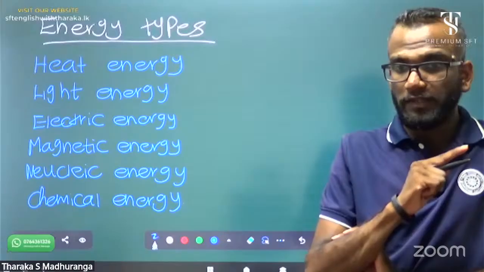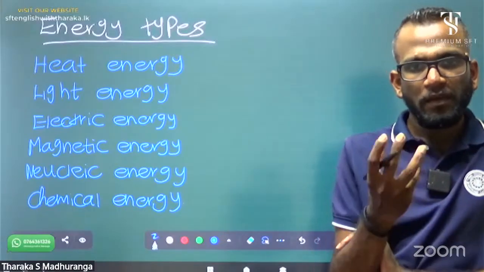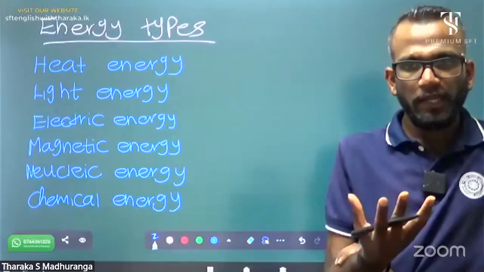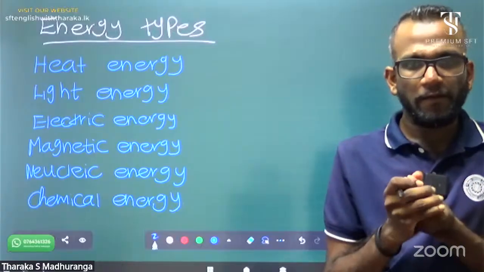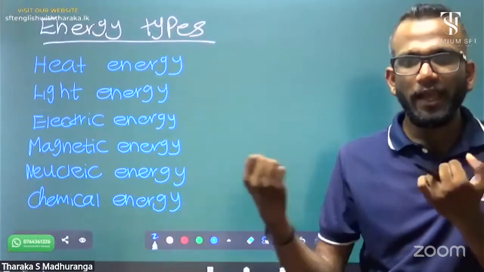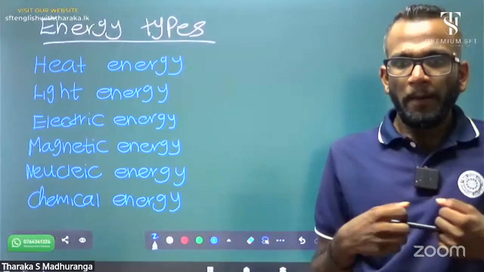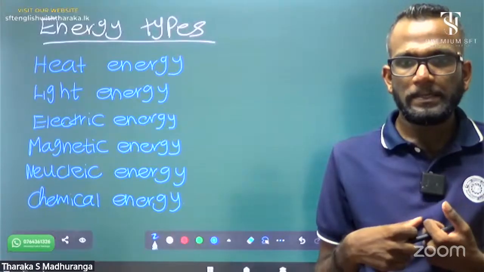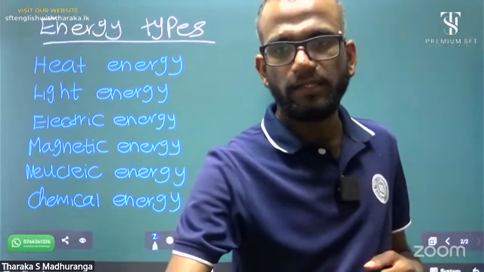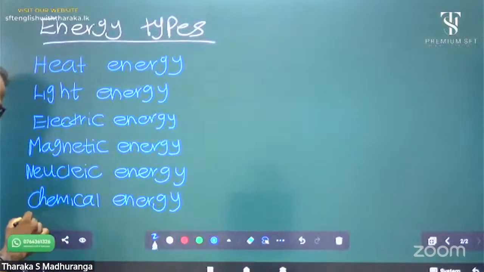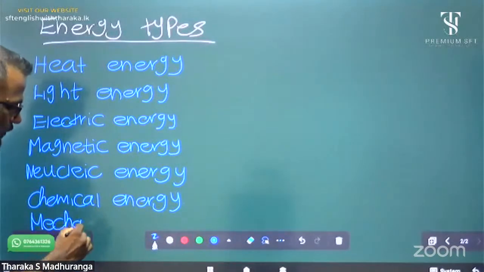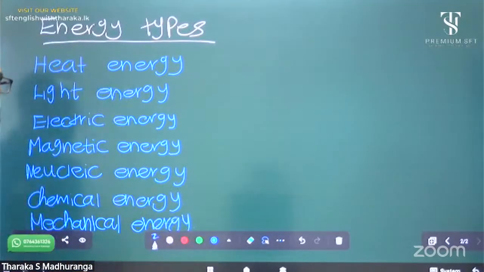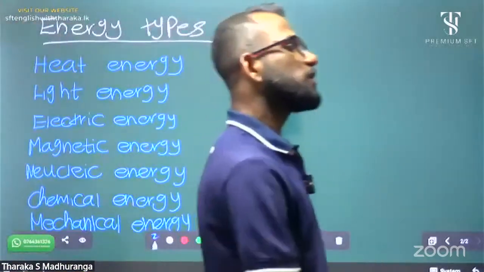In the work energy lesson we discussed what's the main type? Potential energy and kinetic energy. The common name for potential and kinetic energy? Yes, mechanical energy. Very good. Okay, they are the different energy types.